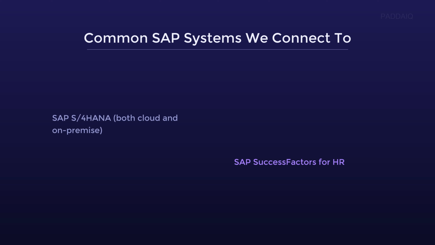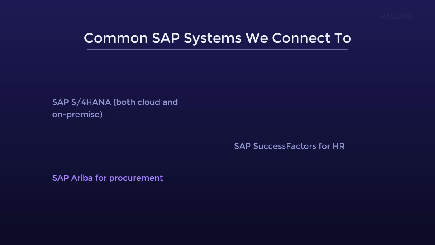SAP SuccessFactors for HR. This is a cloud-based human capital management system for all employee-related processes. For example, a company uses it to manage global hiring, payroll, and employee performance from a single platform. Integrating it with BTP centralizes and enhances all your HR data and operations.